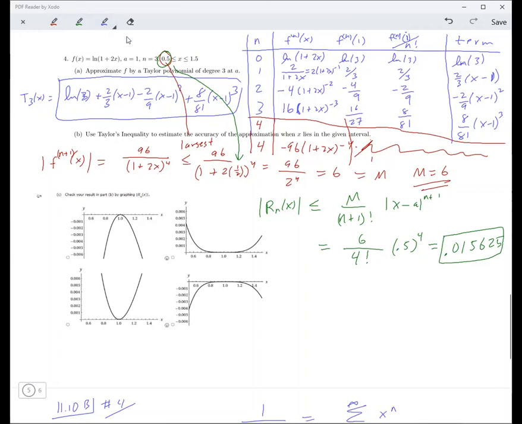Okay, and then for the third part, again, we're going to graph y equals the absolute value of that minus log of 1 plus 2x. Because they want to graph this right here. And that's what that is. The absolute value. It's the Rn of x is this one minus that one. But with the absolute value, you can flip the other way.